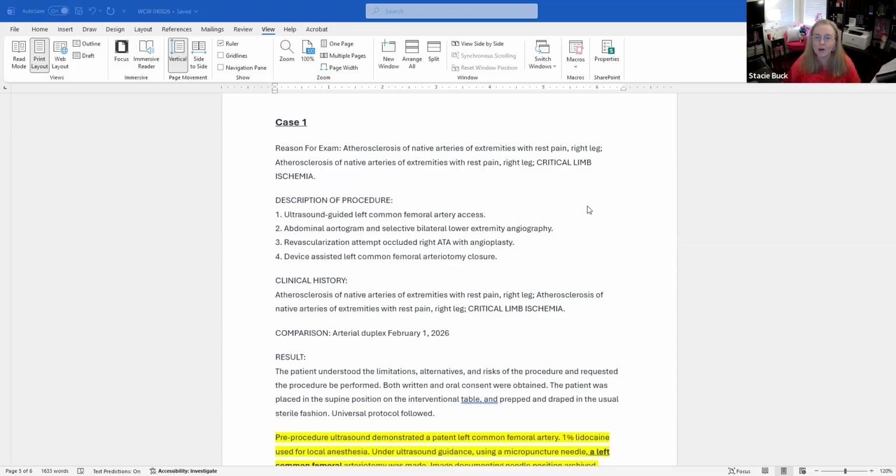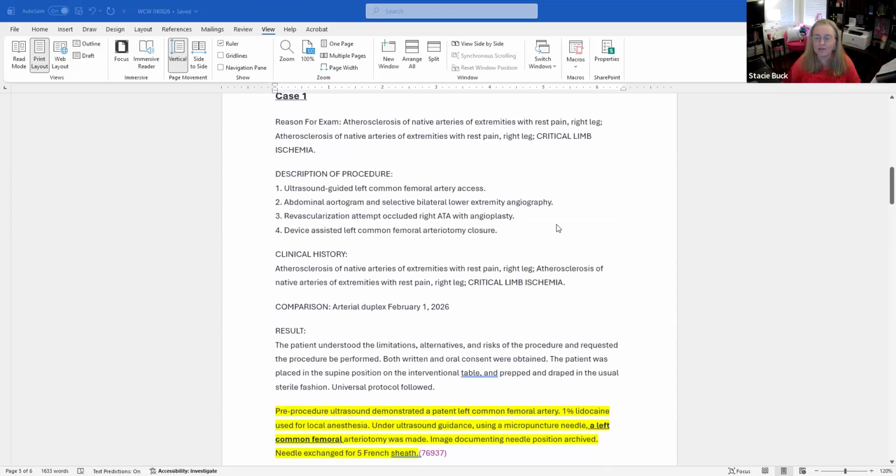So as always, I start with the procedure list, if there's one at the top of the report, just to get a feel for what I'm looking at. So we see that we have access at the left common femoral artery, an abdominal aortogram, and bilateral extremity angiography performed. We see revascularization attempt of an occluded right ATA with angioplasty. And then we see that that's all that was performed, and then there was the closure.